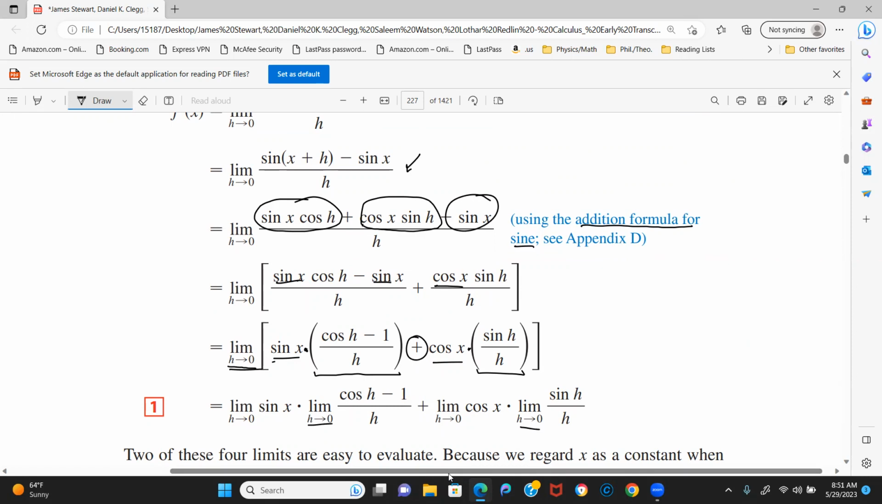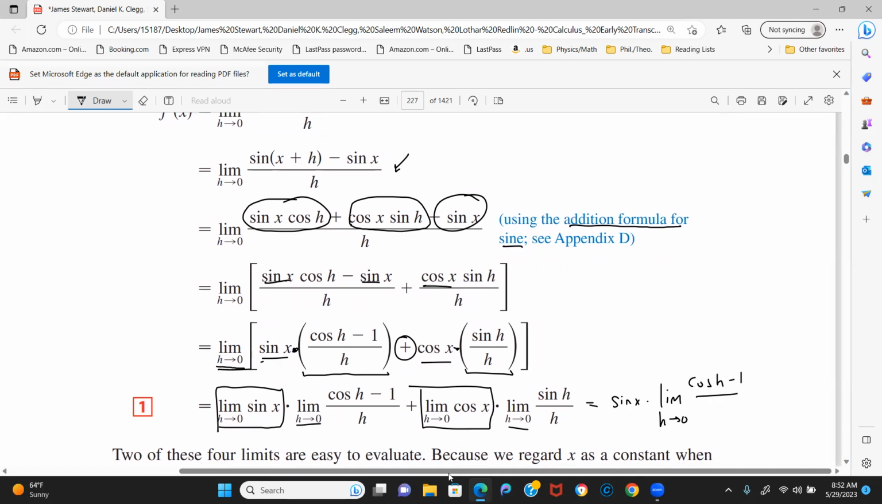But now we have this product right here and this product right here. So we take the limit of the product. But this right here is just a constant. We're taking the limit of a constant. And same thing over here, the limit of a constant. So this just ends up being sine x times the limit as h goes to 0 of cosine h minus 1.